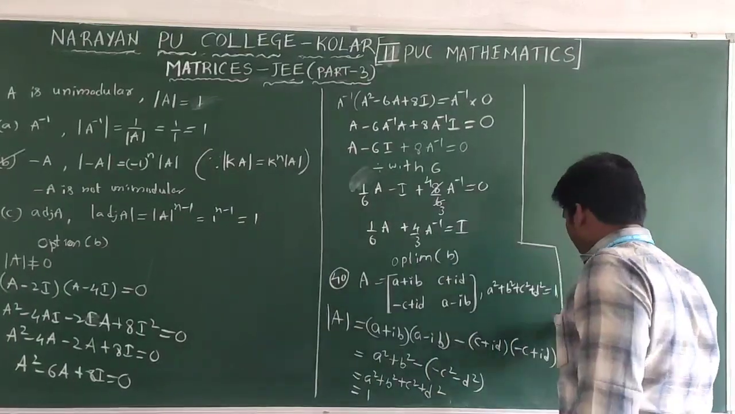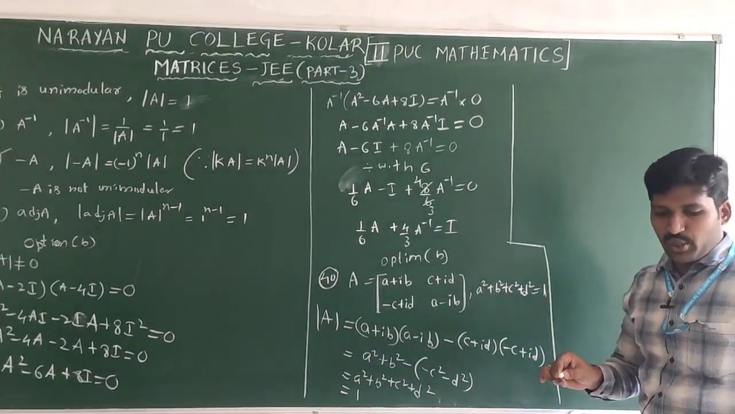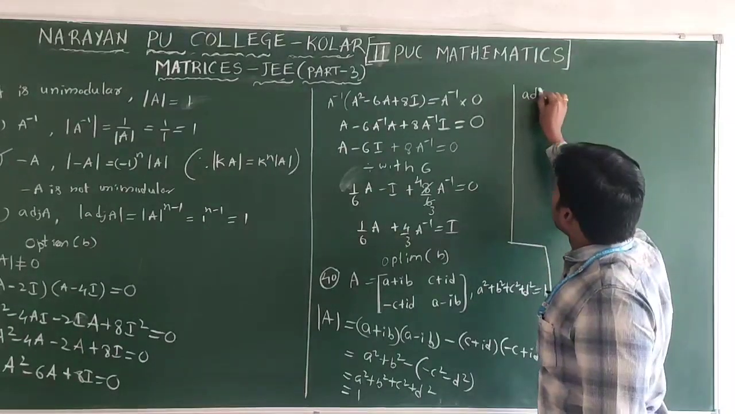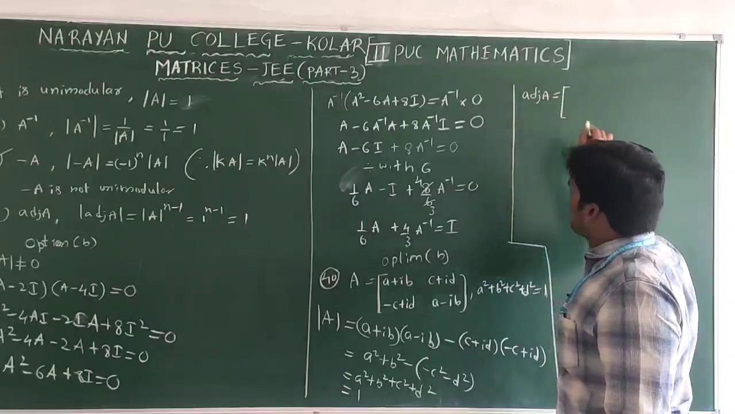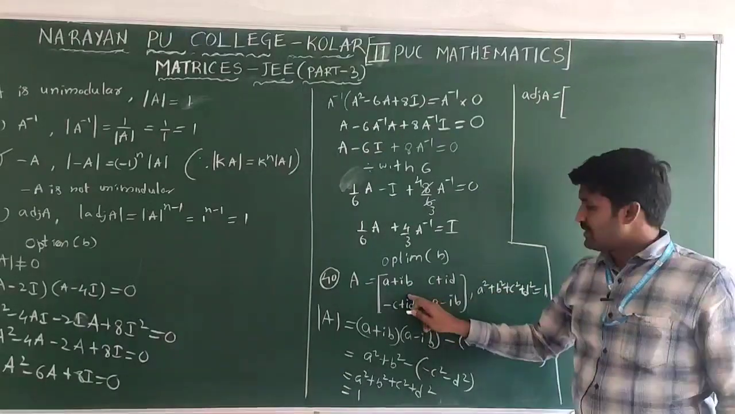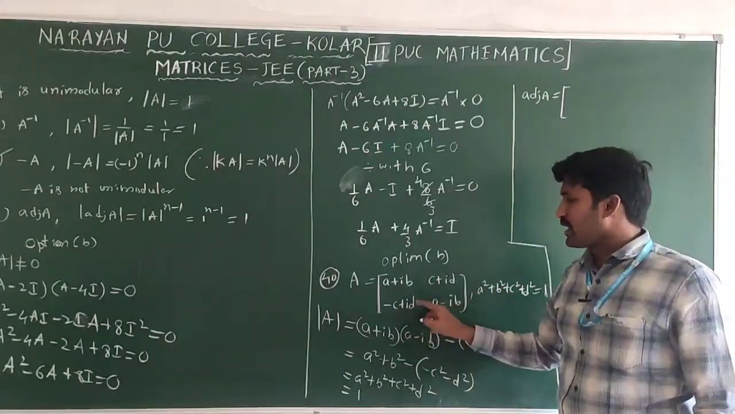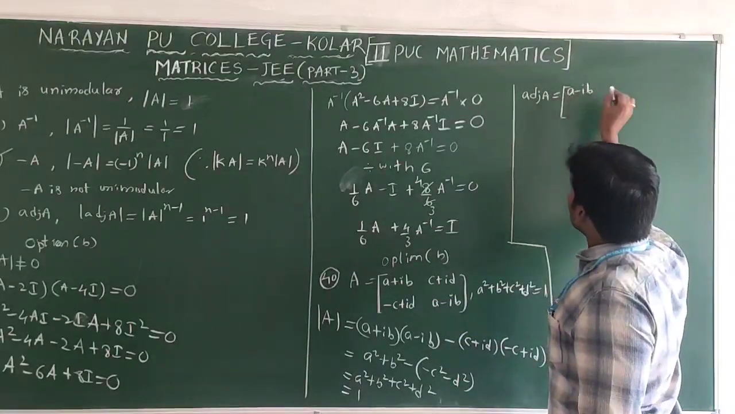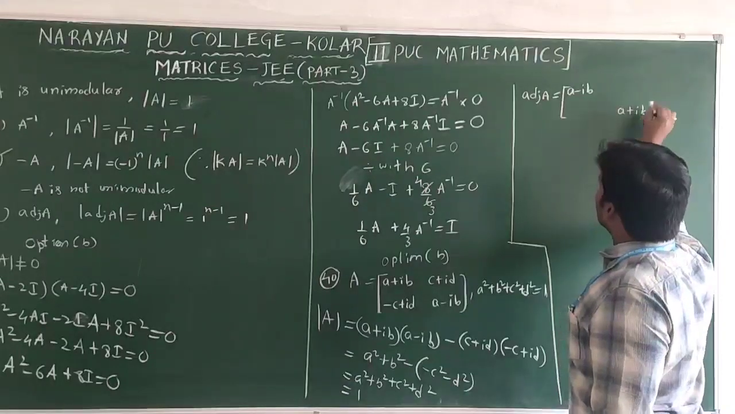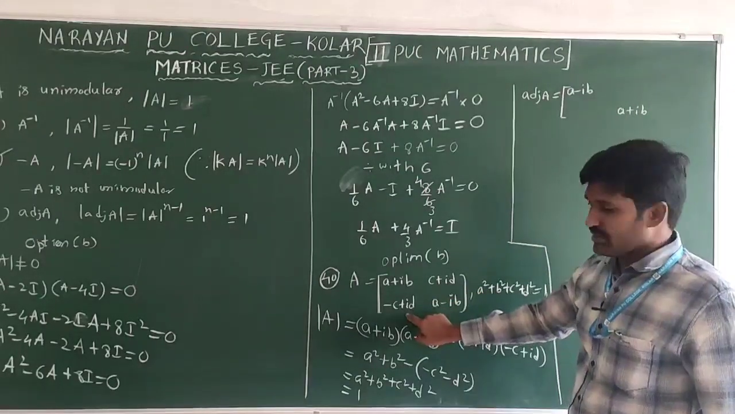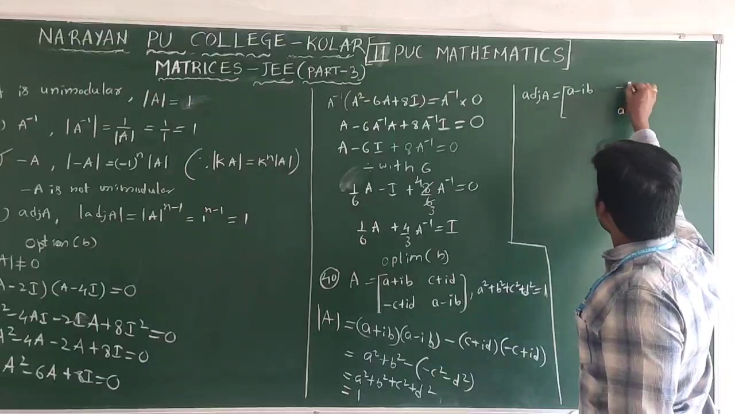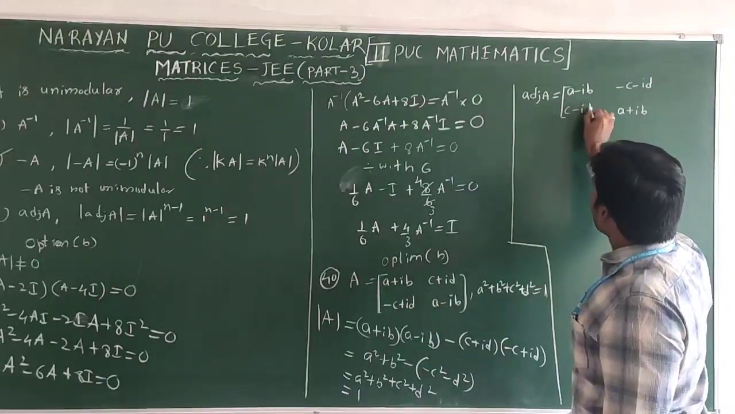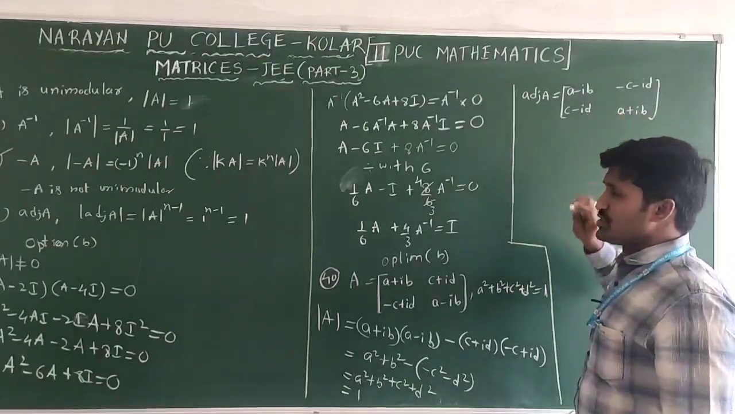Next we need adjoint A. For a 2 by 2 matrix we have a direct formula for adjoint A. How to find adjoint A? Interchange the diagonal elements and change the sign of the non-diagonal elements. Interchange these two, what will we get? A minus iB, A plus iB. For these two we need to change the sign. Sign changing means here minus C minus iD, and minus multiplied, what will we get? C minus iD. This is adjoint A.